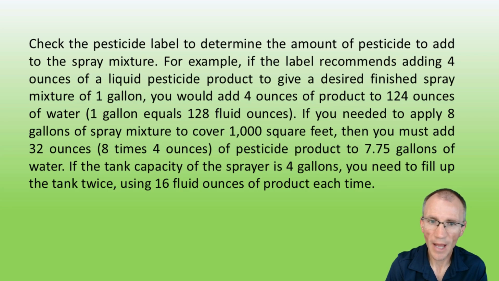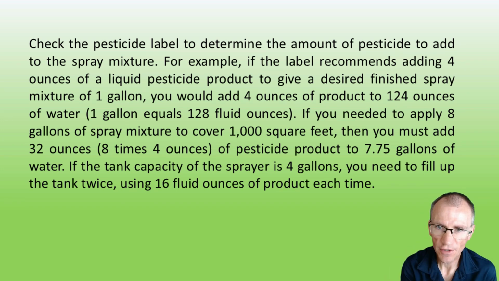If you needed to apply 8 gallons of spray mixture to cover 1,000 square feet, then you must add 32 ounces, 8 times 4 ounces, of pesticide product to 7.75 gallons of water. If the tank capacity of the sprayer is 4 gallons, you need to fill up the tank twice, using 16 fluid ounces of product each time.